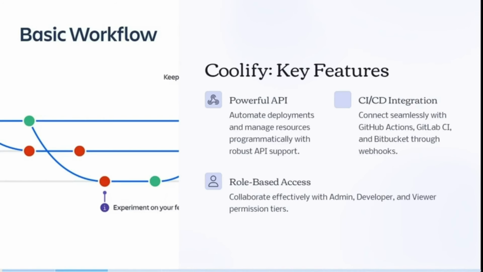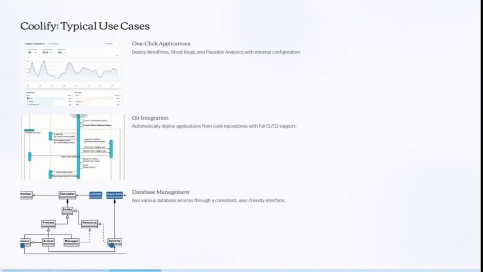This means you can collaborate effectively with admins, developers, and even viewer permission tiers, which allows everybody to have the access that they need. It is a one-click application, so you can actually deploy WordPress, Ghost blogs, and even Plausible Analytics with minimal configuration. You can automatically deploy applications from code repositories with full CI/CD support. And you can run various database services through a consistent, user-friendly interface.